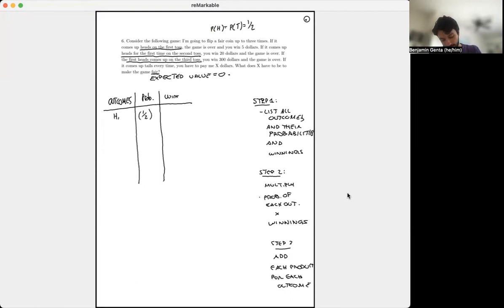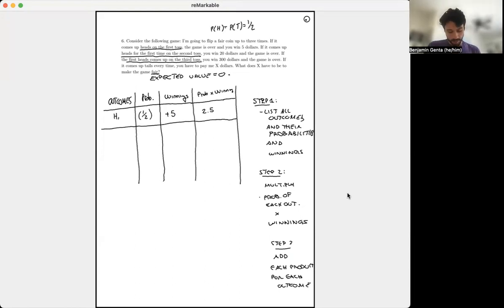And what are the winnings? It actually doesn't matter if you're doing this from your perspective or mine. I'll just do it from yours. So what are the winnings? Well, you win plus $5. So let's just write plus 5. Here we're going to do the probability of the outcome times the winning. And so 1/2 times plus 5 is 2.5. All right, so we're done with one of the outcomes.